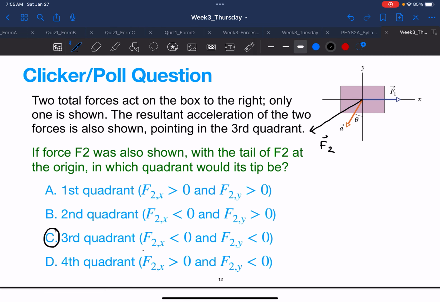Additionally, we know that F2x has to be negative. Basically, for things in the third quadrant, the x component is negative. And then we know that the y component also has to be negative because it's in the third quadrant.